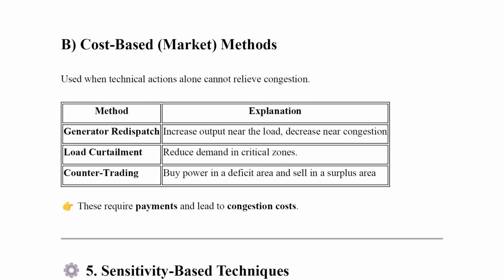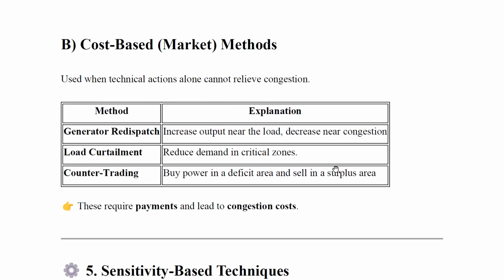Next comes the load curtailment. Load curtailment reduces the demand in critical operating zones. Next, counter trading. In counter trading, you buy the power in the deficit area and sell it in the surplus area.